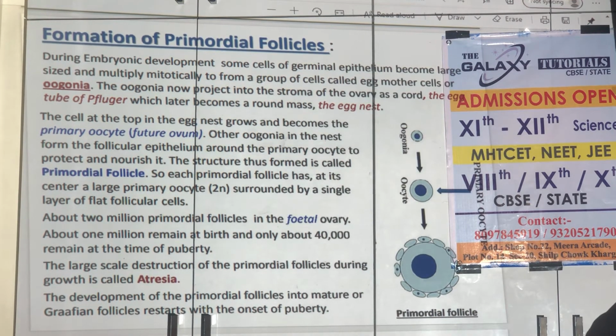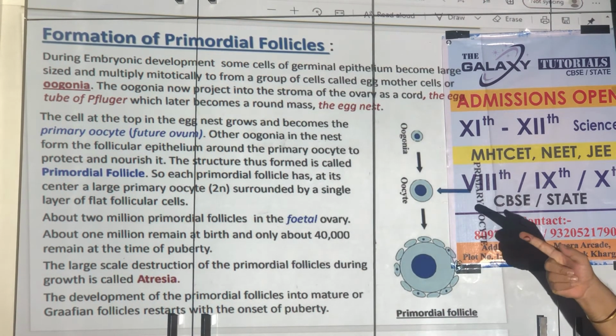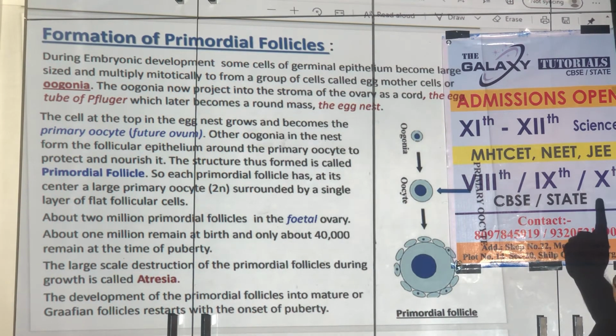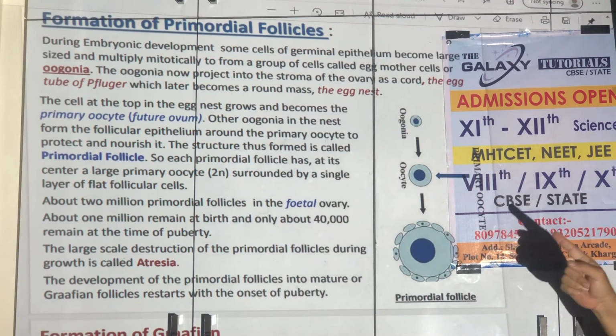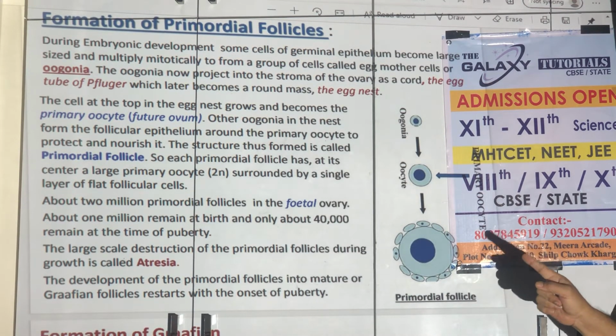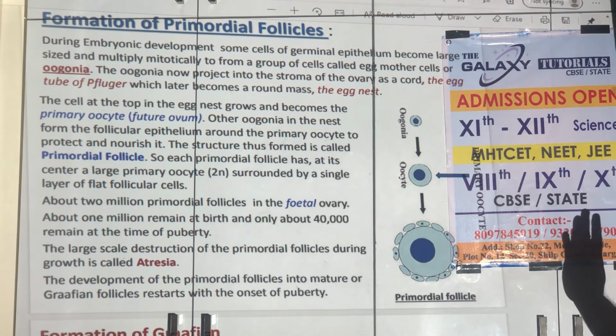1 million remain at birth and 40,000 remain till puberty. But we don't give rise to 40,000 offspring. All this destruction is called atresia, for your neat purpose. This is a regular body plan. The development into a mature or graafian follicle will only start at puberty, when secondary sexual characters appear and hormones are released in sufficient quantities.